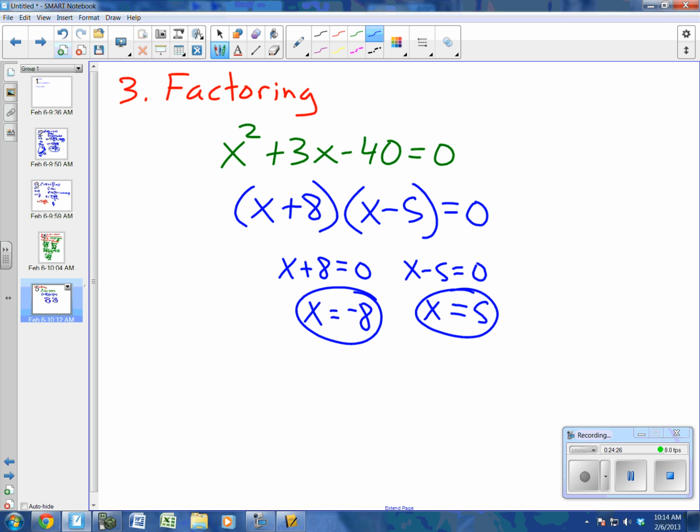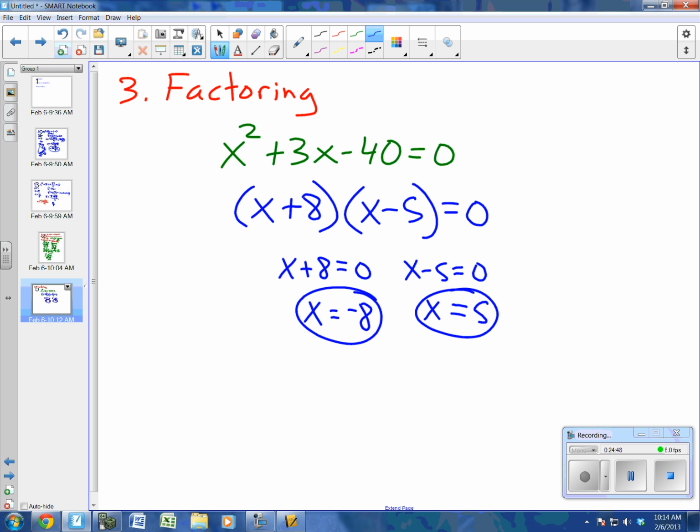I could have done this one by using the quadratic formula, but it's faster to factor it if you know how to factor it. But if you guys are struggling with factoring, guess what? Do it this way. Okay? Got it? If you're struggling with factoring, doing it this way, which is easy, you can use the quadratic formula.